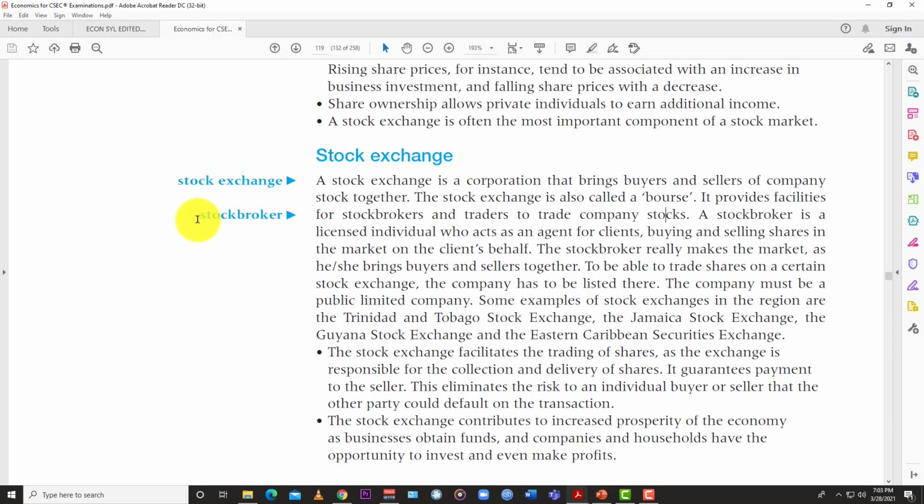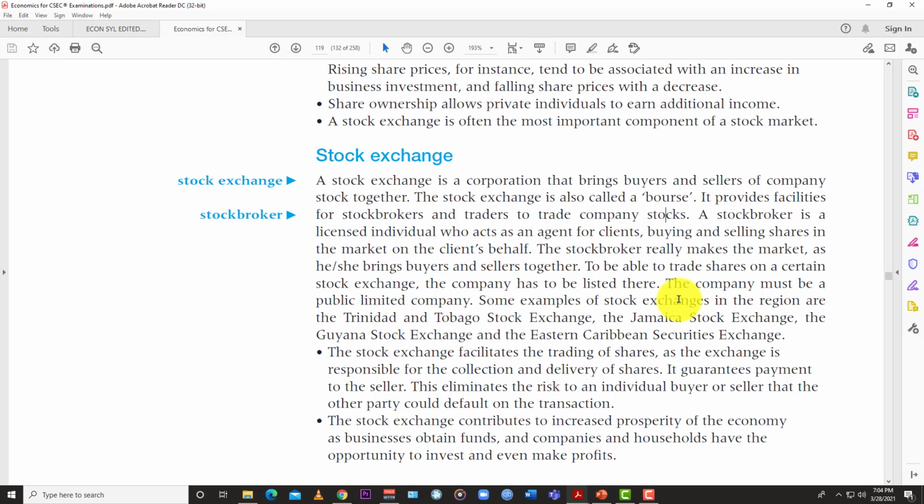A stockbroker is a licensed individual who acts as an agent for clients buying and selling shares in the market on the client's behalf. The stockbroker really makes the market as he or she brings buyers and sellers together. To be able to trade shares on a certain stock exchange, the company has to be listed there. The company must be a public company.